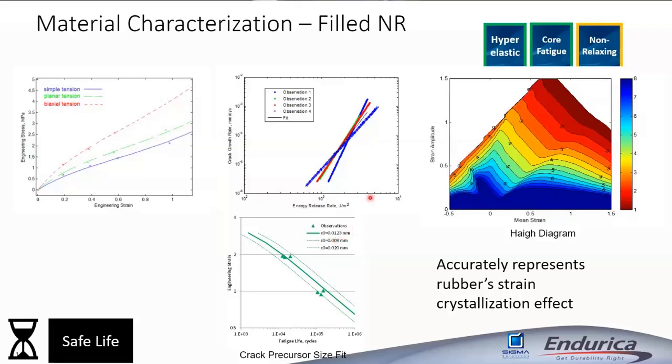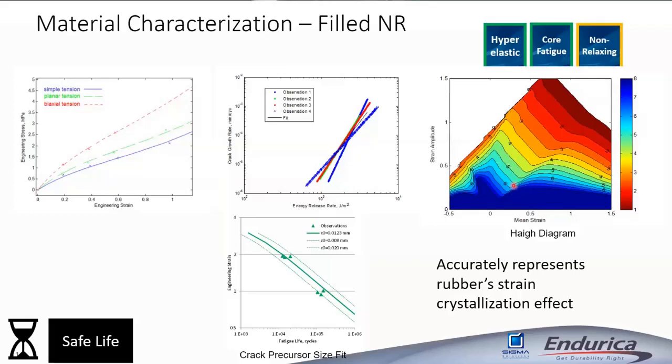Now, this is a natural rubber part, and what you're looking at here is a map. Some people call this a Haigh diagram. The x-axis is the mean strain, the y-axis is the strain amplitude. The colors are indicating the fatigue life at each combination of mean strain and strain amplitude. And what you can see here is the effect of strain crystallization on the Haigh diagram, right?